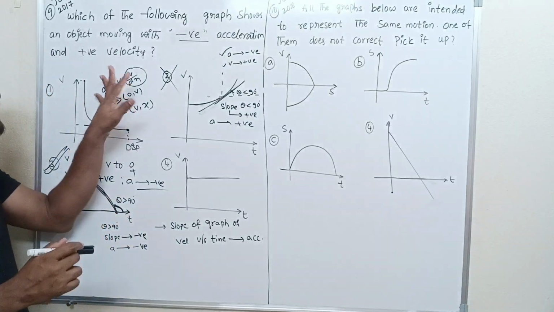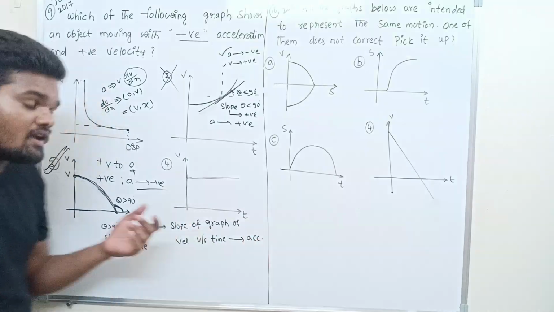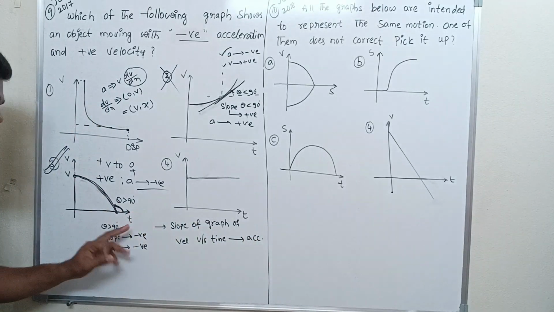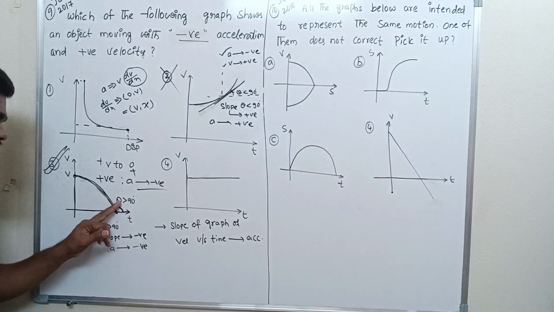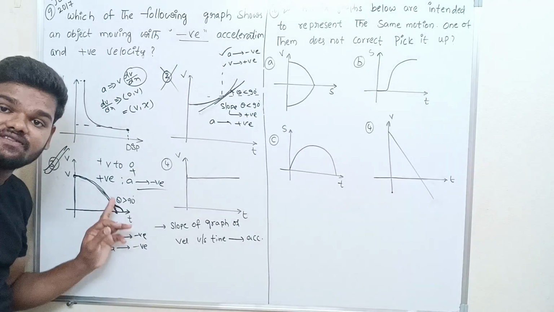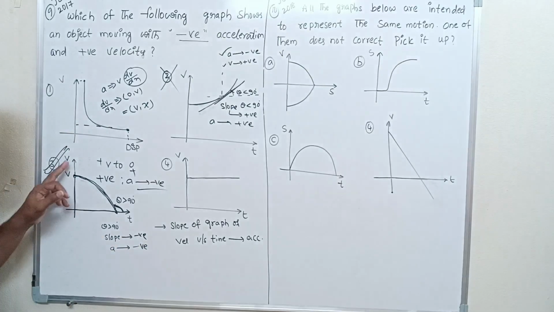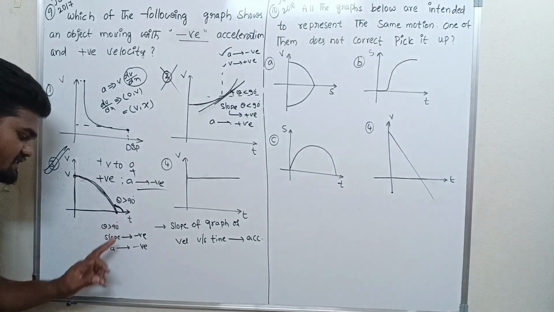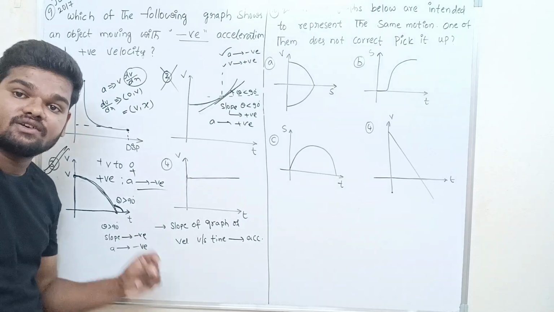But except this, we have the velocity versus time graphs. The slope of the graph of velocity versus time gives what? Acceleration. Simply, here the slope at a point has theta greater than 90 degrees. If theta is greater than 90 degrees, then the slope is negative. So which slope is it? The slope of velocity versus time gives acceleration. If the slope is negative, then the acceleration is also negative.